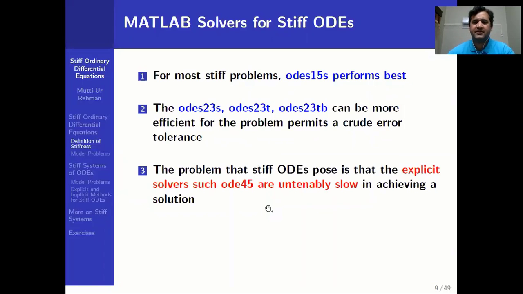Okay, the problem that a stiff differential equation poses is that the explicit solvers, for instance this one, are very slow in order to achieve the solutions. And you can realize it if you attack some kind of stiff differential equations with the help of these solvers. I know it's complicated to understand this concept, but for this you have to play with both the stiff and the non-stiff ordinary differential equation solvers. Okay.